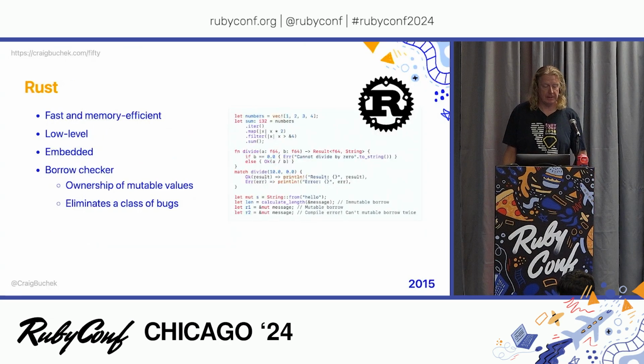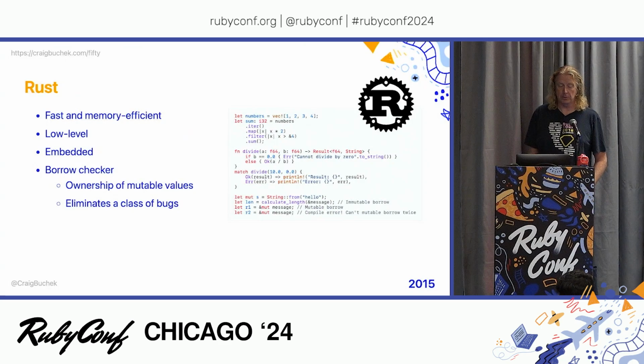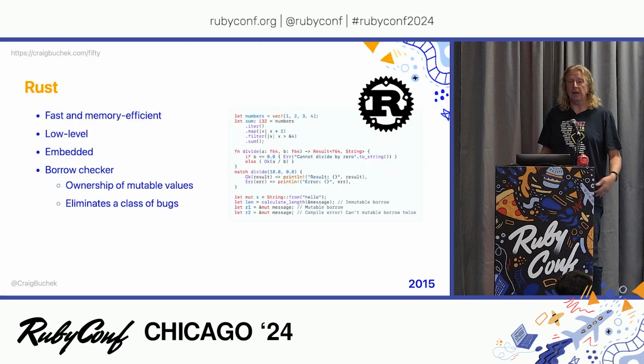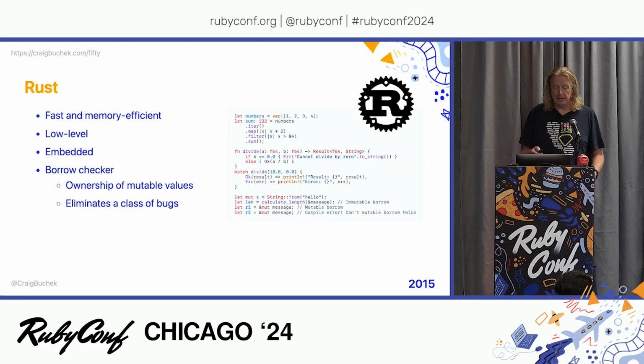Rust came out in 2015. It's very fast, memory efficient, low level, embedded. It has the concept of a borrow checker. So you own, only one thread can own a mutable variable. If you just went to the Raptors talk, that's kind of the problem with concurrency. So again, it's eliminating another whole class of bugs. And it borrowed a lot of ideas from Ruby, and quite a few other languages. But a lot of Ruby developers went and started using Rust instead of C, at least.